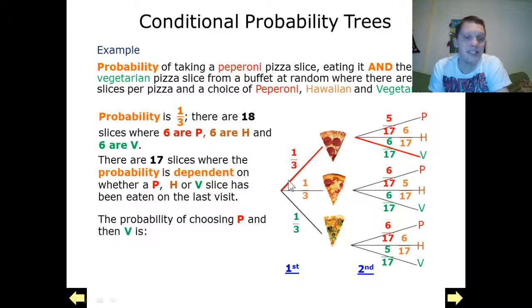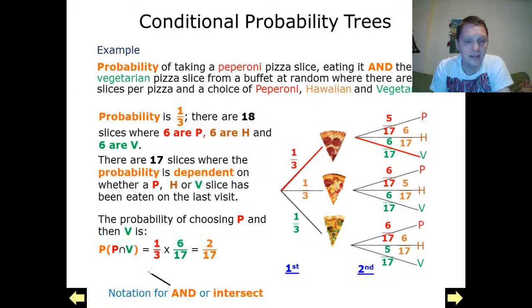So the probability of choosing a pepperoni and then on the second visit choosing a vegetarian. So we've got 1 over 3 times 6 over 17, which gives me 2 over 17. And that's the probability of choosing a pepperoni and then choosing a vegetarian pizza.